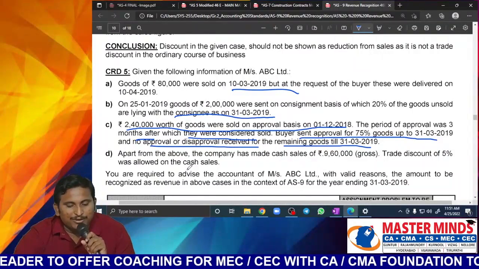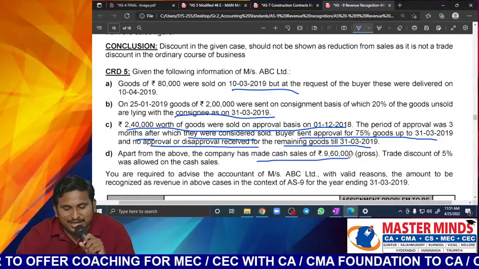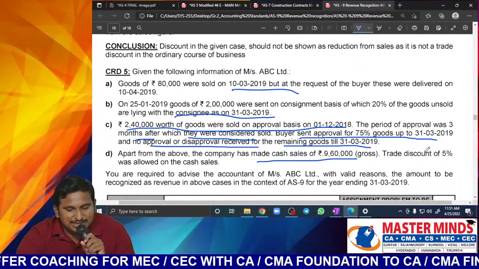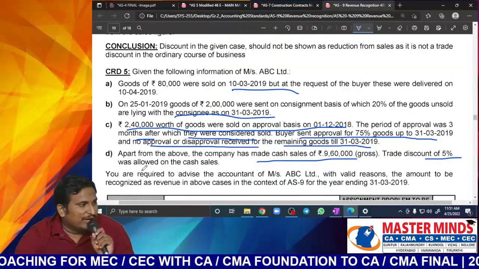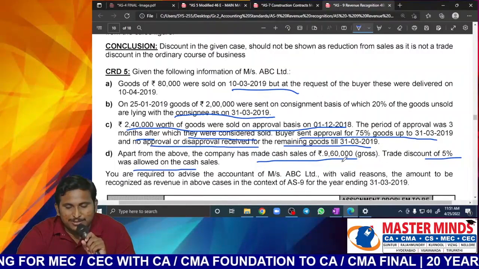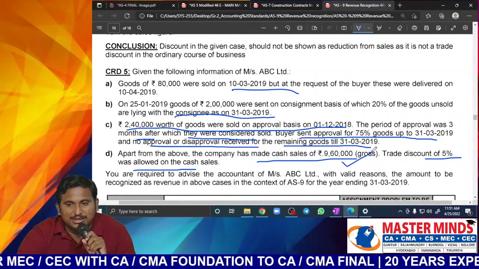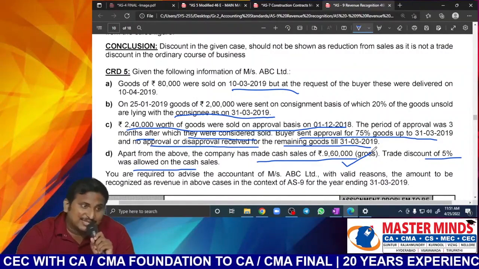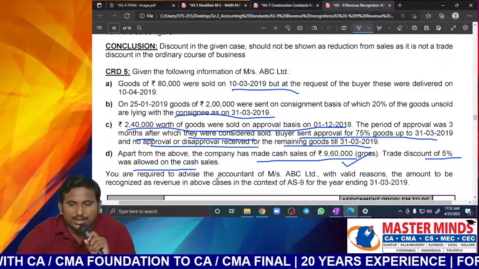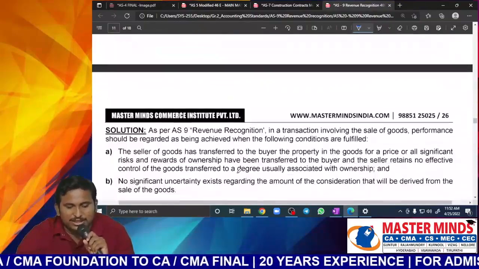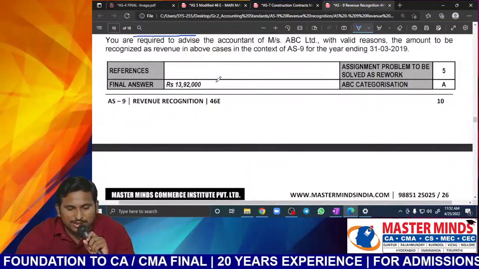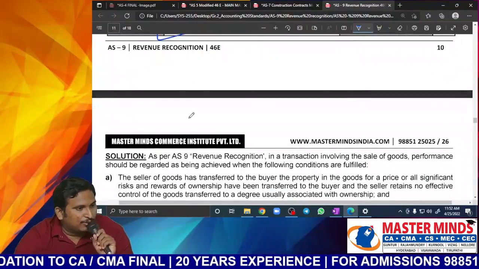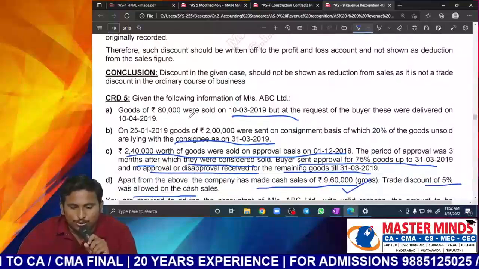Next, apart from the above, the company has made cash sales of 9,60,000. A trade discount of 5% was given. Can you please tell me how much I should recognize as sales here? 9,60,000 minus 5%, that is to be recognized. Is that clear, sir? So if you add all the scenarios, you'll get 13,92,000. That should be the total revenue to be recognized.